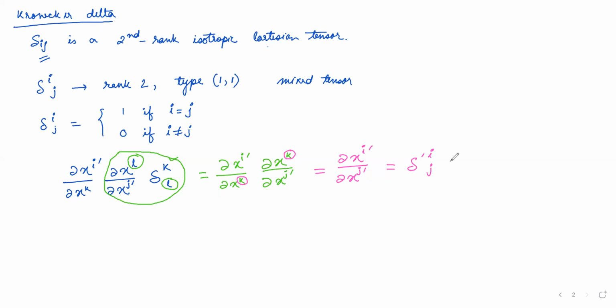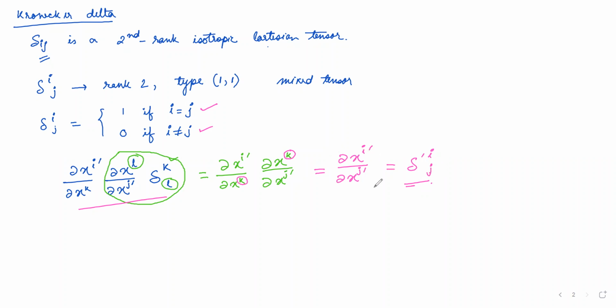So we see that under a coordinate transformation, delta KL transforms to delta prime ij. Okay. And delta KL, what are the components of delta KL? The components of delta KL are this. When K and L are equal, it is 1. When K and L are not equal, it is 0. Okay. And what is the final transformed tensor that we get? We again get delta prime ij. And what are the components?